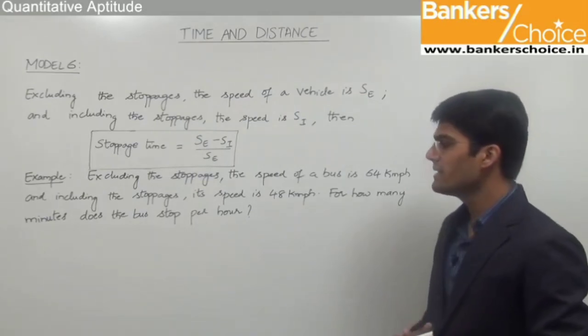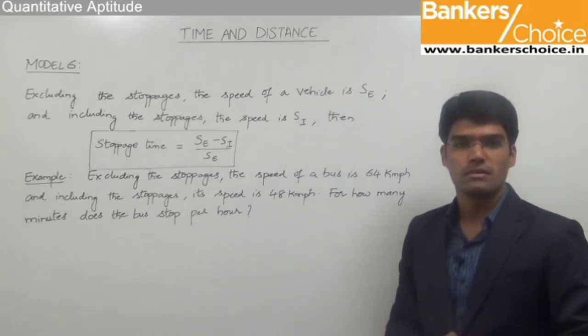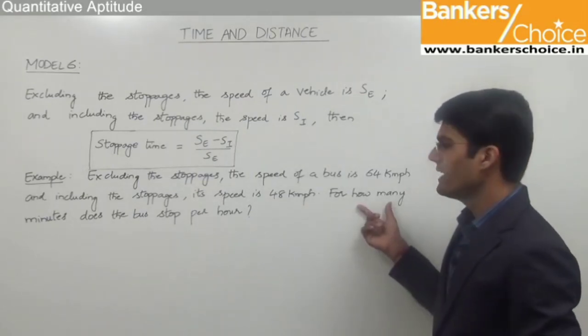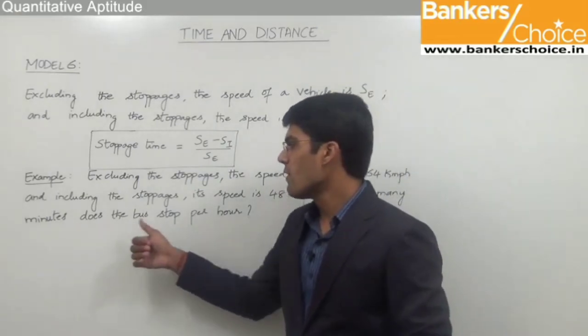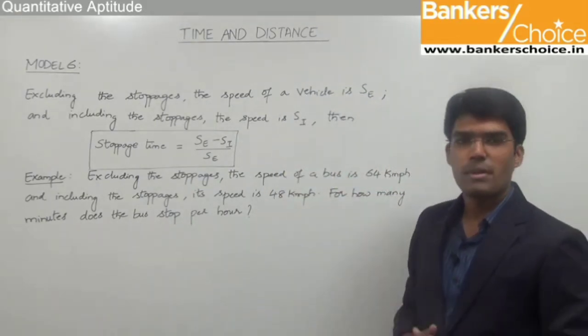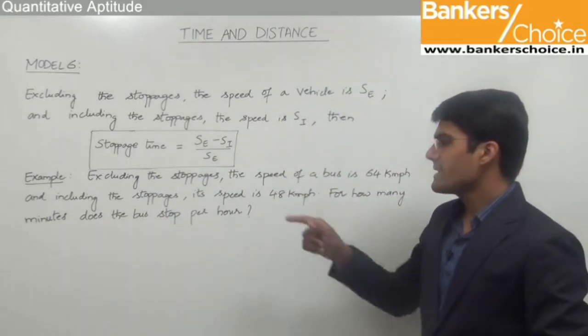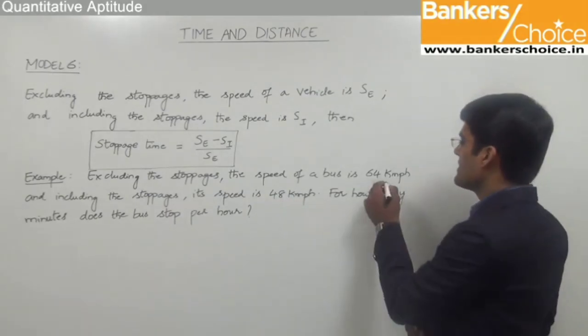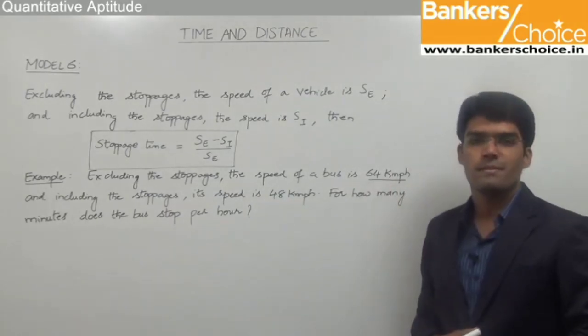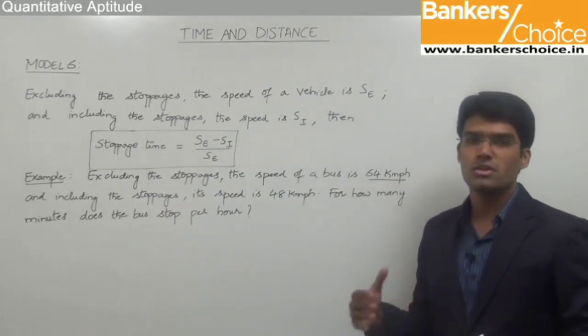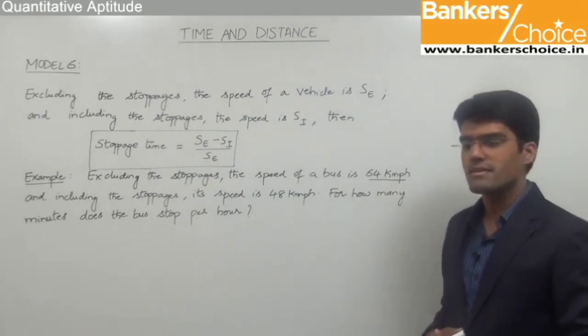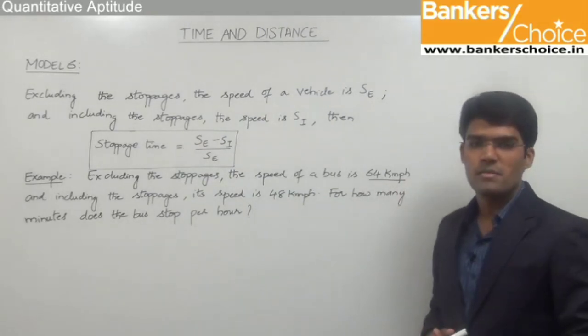So for how many minutes does the bus stop per hour? Here, as you can see, we need to find out the number of minutes for which the bus stops per hour. Now, as given in the question, excluding the stoppages, the speed is 64 kilometers per hour. That means when the bus runs non-stop without stopping at any places, the speed is 64 kilometers per hour.